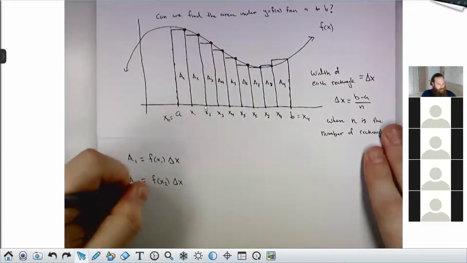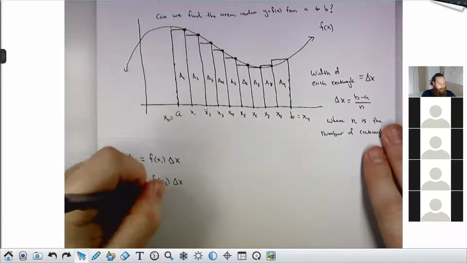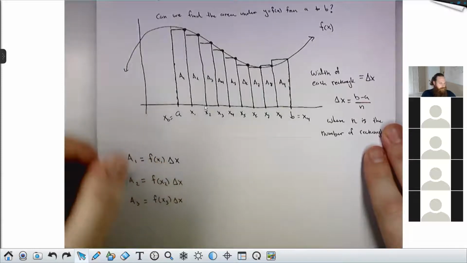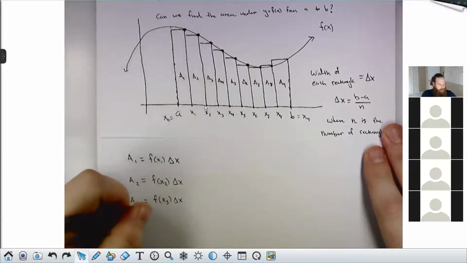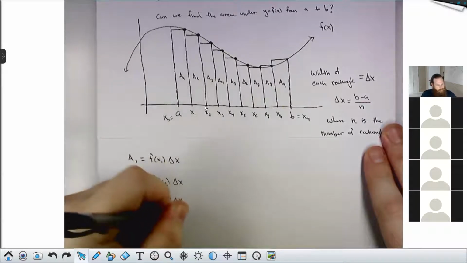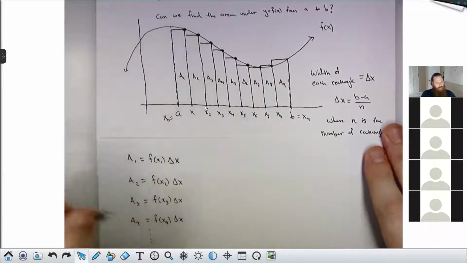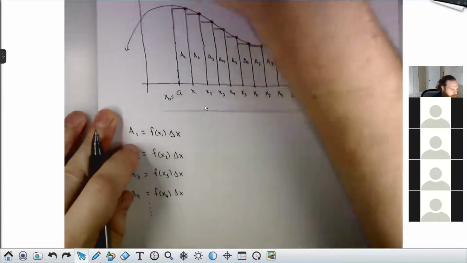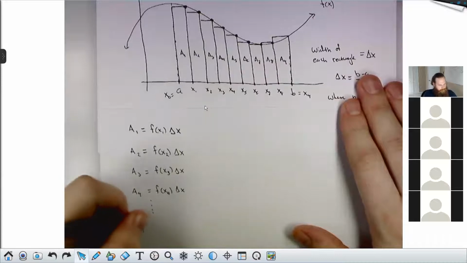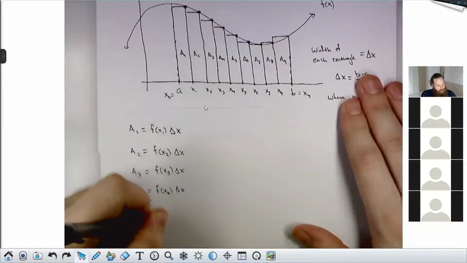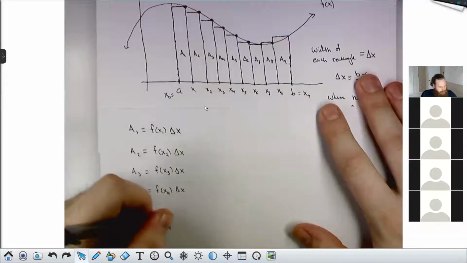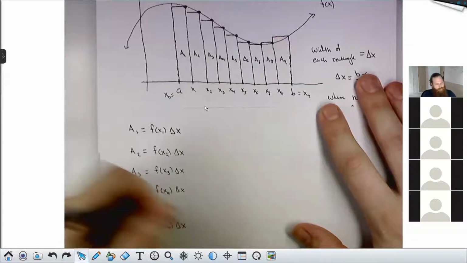A3, you can probably see the pattern now. The area of the third rectangle is f of x3 times delta x. A4 is f of x4 times delta x. And we can continue this until we get to A9, which is f of x9 times delta x.